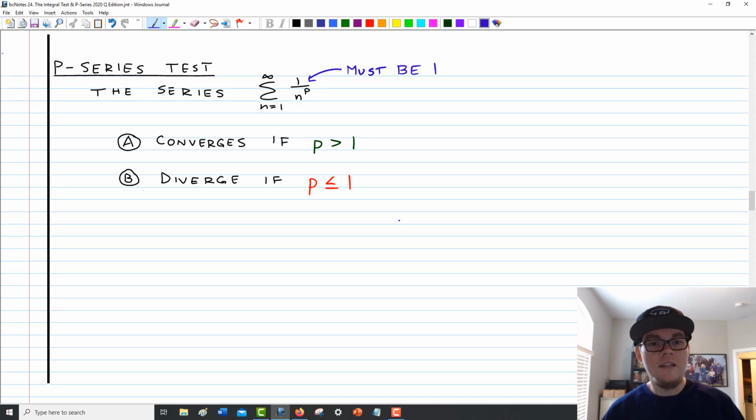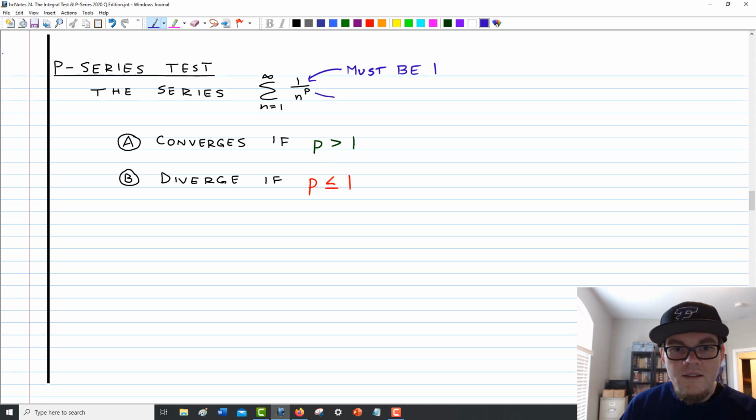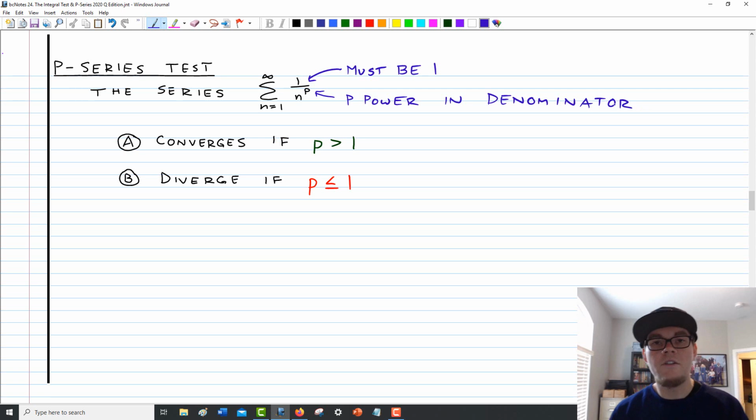So having said that, that's the first thing. The second thing is it's not a p-series until the p power is in the denominator. So theoretically, I could totally mess with people by putting in negative powers in there and leaving them in the numerator. Just make sure that it fits this exact structure. This is one of those structure matters situations where it's 1 over something to the p, 1 over n to the p specifically.